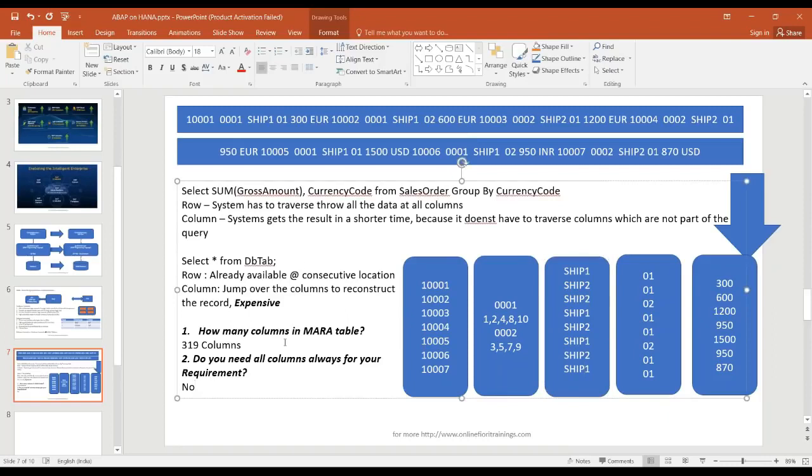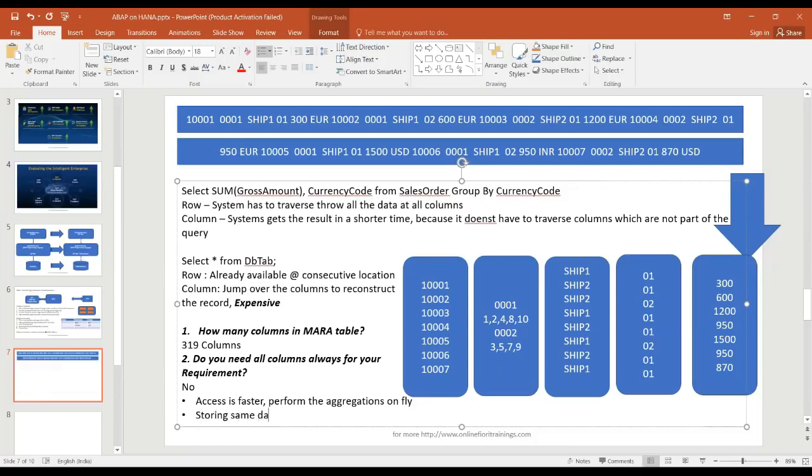So again, another advantage of column store. Point one, the access becomes faster. The first advantage is access is faster. You can process the data much faster. You can perform the aggregation on the fly. You can also avoid storing the same data multiple times. The data which you have to store is only one time, and in front of that you can put the index of where all it is stored. You will save a lot of memory space.